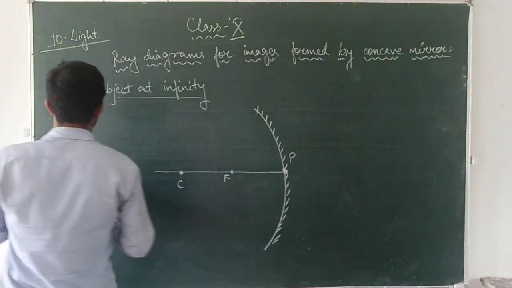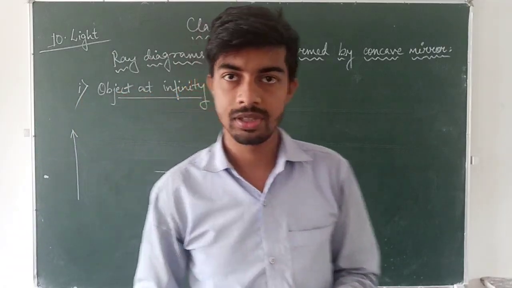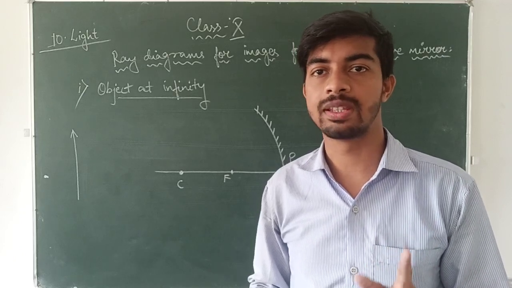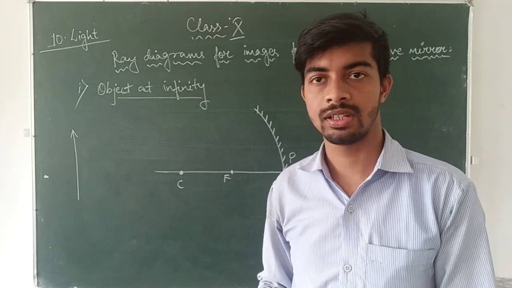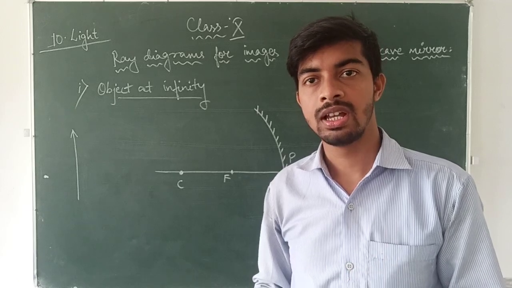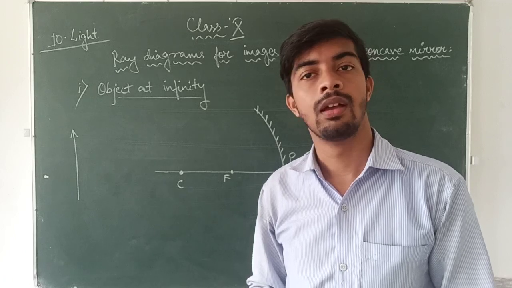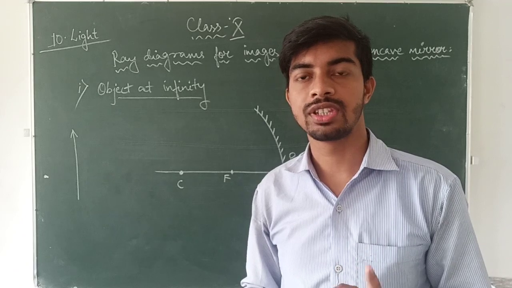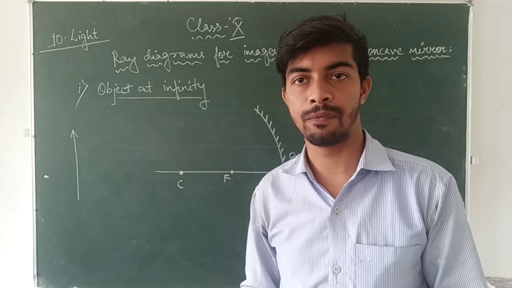So first of all, we had 4 rules for making the ray diagrams. Number 1, any ray coming parallel to the principal axis reflects and passes through the focus. Rule number 2, any ray passing through the focus after reflection goes parallel to the principal axis. Rule number 3, any ray passing through the center of curvature goes back in the same path after reflection.